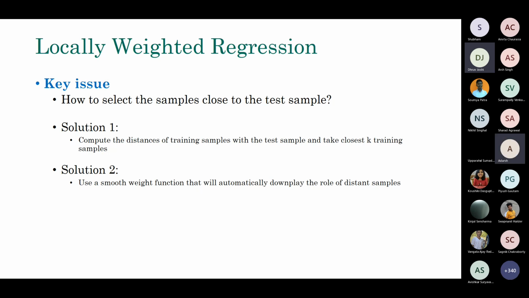Yes, sure. What if we have a test sample where only two training samples are close to it, but if we go to solution 1, we have to take, let's say k is 5, then we'll have a very bad solution for that sample. Right. So in that case, solution 2 is better. Definitely in this case, solution 2 is better.